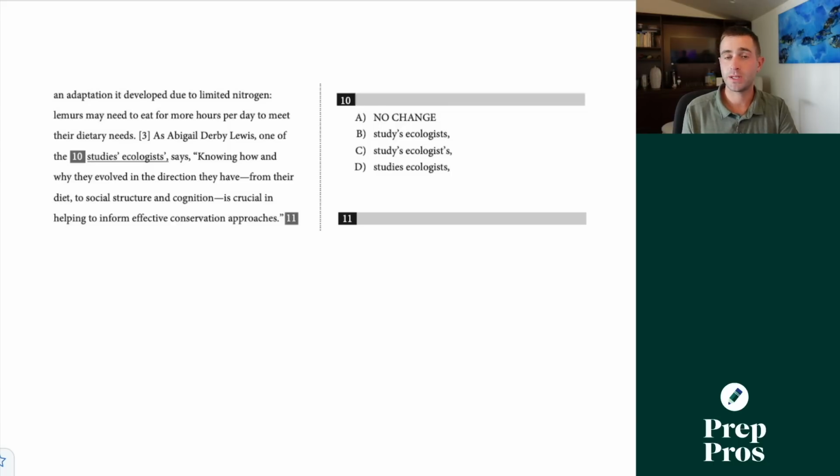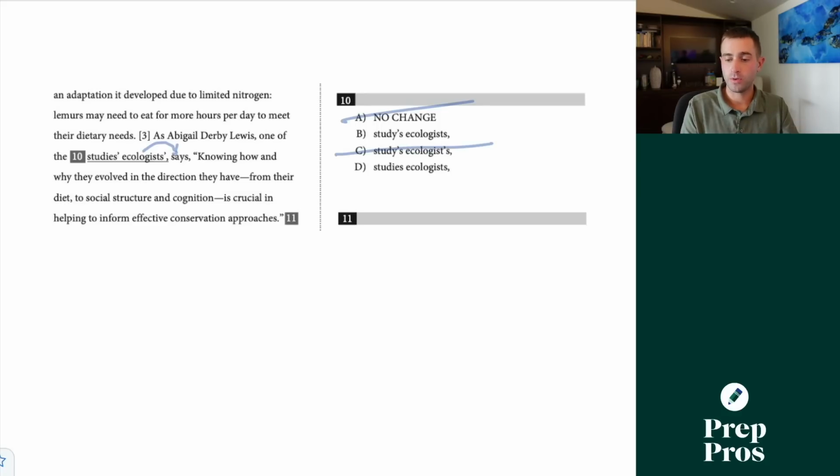So now what I always like to think about is start with possessive versus non-possessive. If we're using the apostrophes, we're showing possession of the object. Well, the ecologists are not possessing the says. We can't say like the says of the ecologist. That makes no sense. So at this point, I can strike every answer that uses an apostrophe there. I can get rid of A, I can get rid of C.